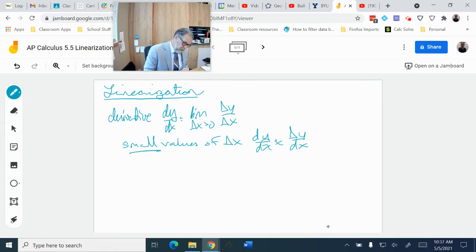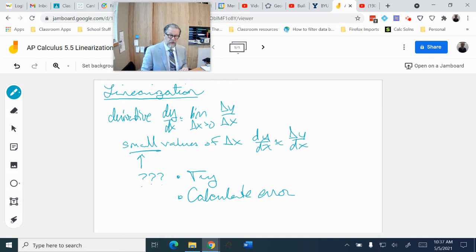What do we mean by small? Well, that's really the key. But what we can do is we can try, and then we can calculate the error. And if the error is small enough, then we can say, hey, good enough for this application, and we can keep using it. I'm going to split this into two videos, possibly three, depending on how long the videos are, because there's a lot of examples. There's not much here, but there's a lot of examples.